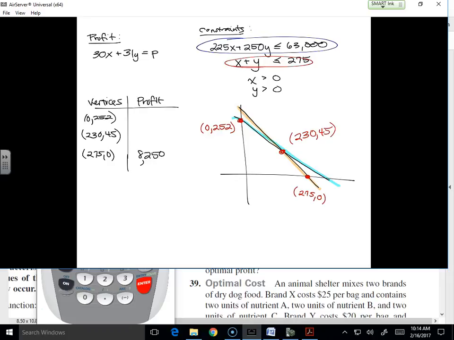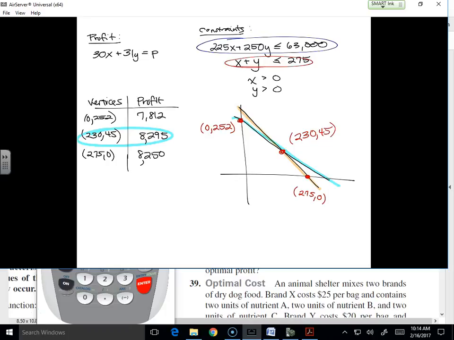Seems like it, right? We want the optimal profit, and optimal will be maximum, yeah? It's not by much, but technically, which one gets us more?